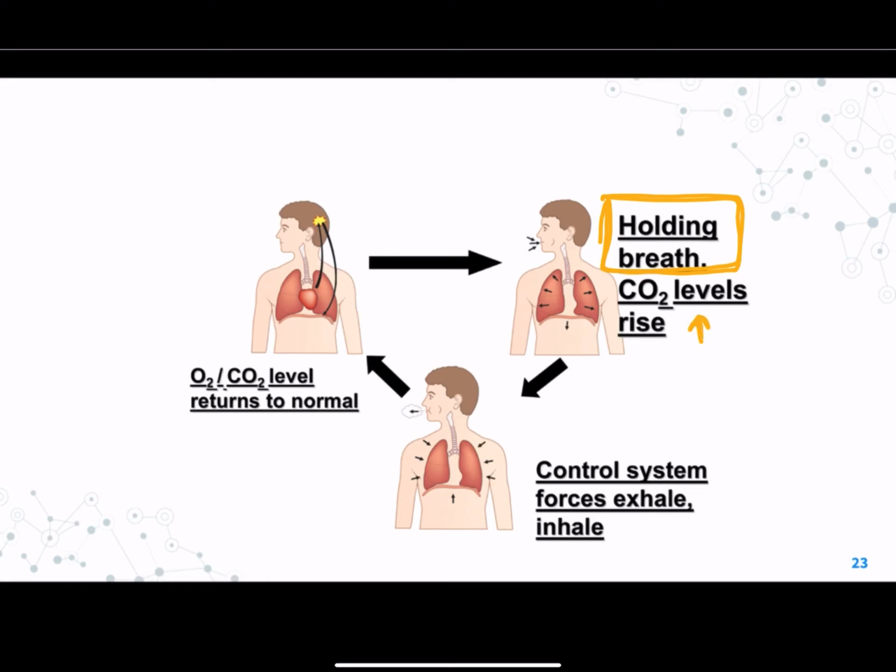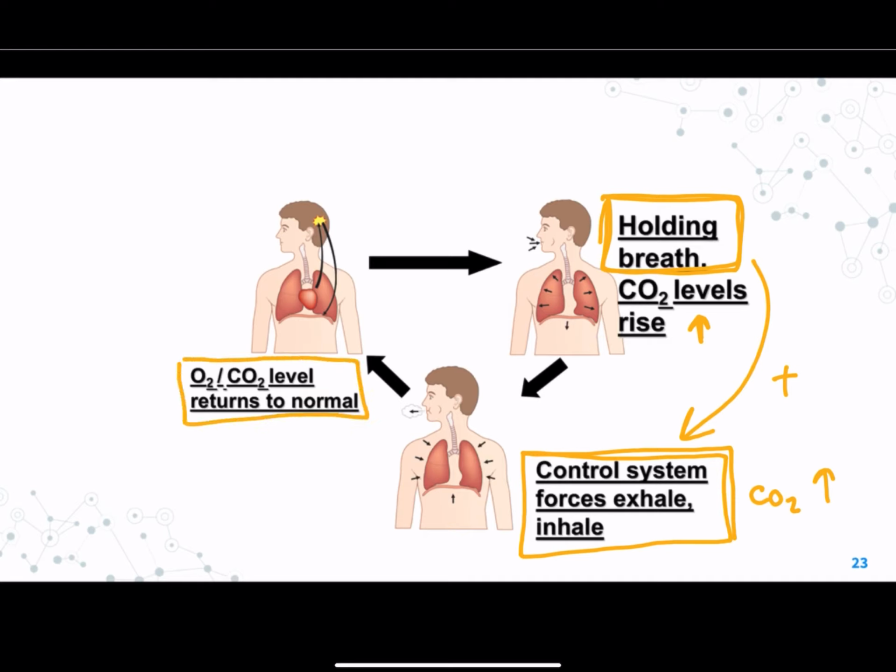So I might do an up arrow. My CO2 levels are going to increase. The next thing that happens is the control system is going to force me to exhale. Okay, my CO2 levels, whew, that was loud. My CO2 levels still might be pretty high. Okay, so if I draw an arrow, this still might be pretty high. Okay, but now my third response, this might be C, my CO2 levels have decreased.